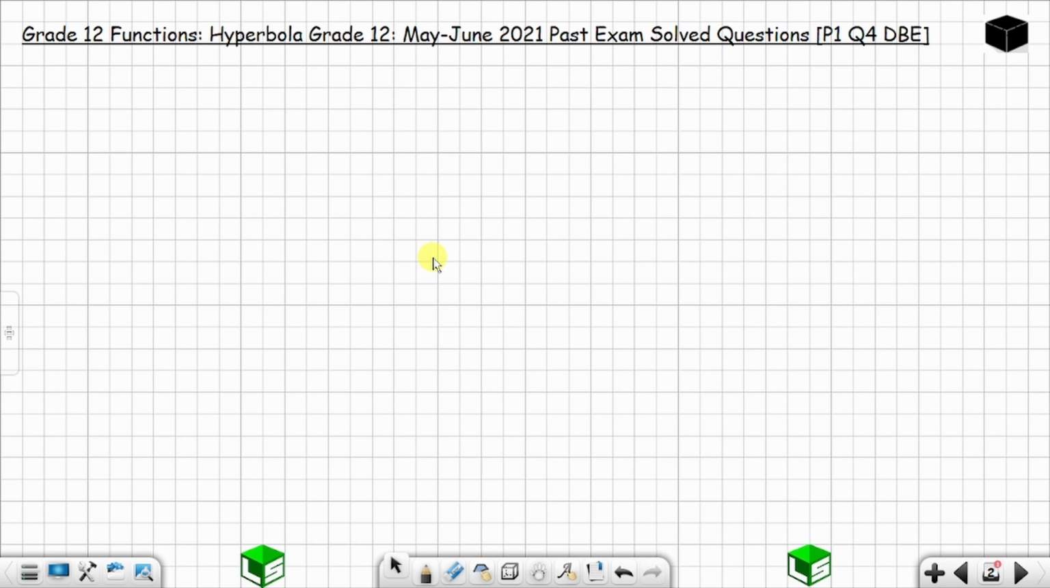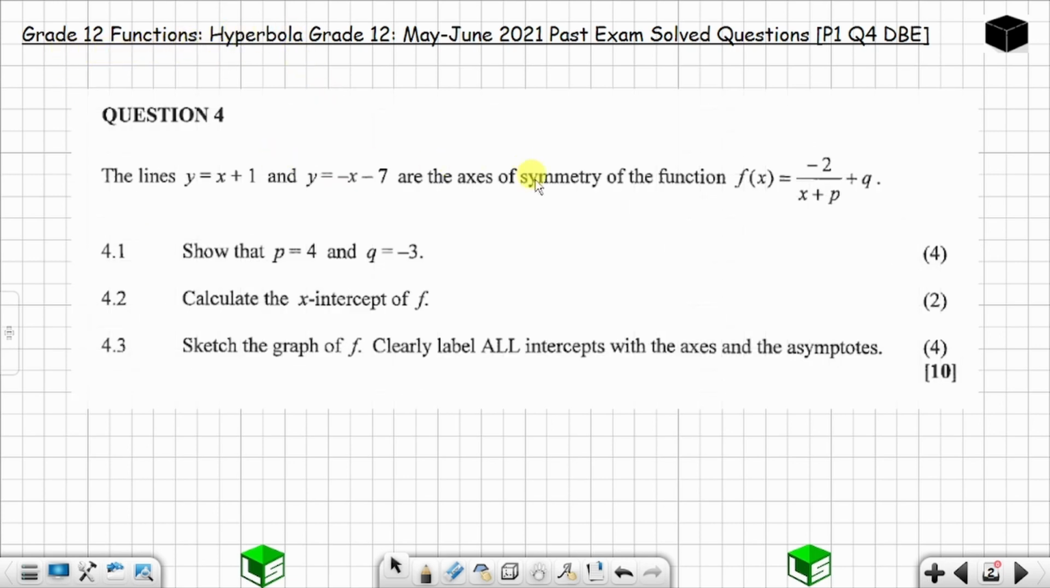In today's video, we are going to solve question 4 from May-June 2021. The question is from paper 1 from DBE. The question will be covering grade 12 functions on hyperbola. So this is the question, question 4 from May-June 2021. You can see we have 3 questions to solve, and the total is 10 marks.